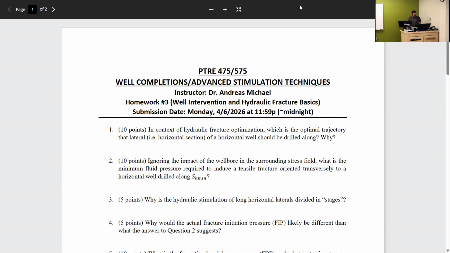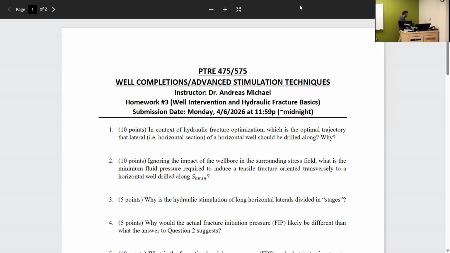Why is the hydraulic stimulation of long horizontal laterals divided in stages? I did mention that in class, but I didn't give it a lot of emphasis. The reason why we don't pump into the entire well at once and we divide it into stages, think logically, like, why do we break it into stages?